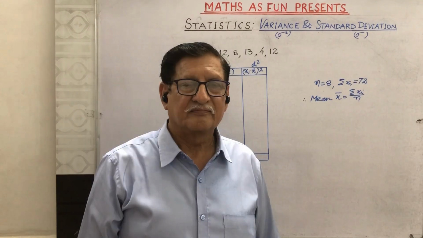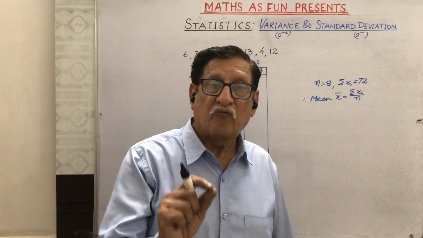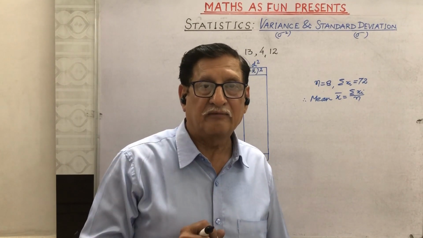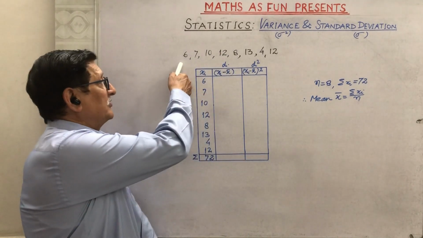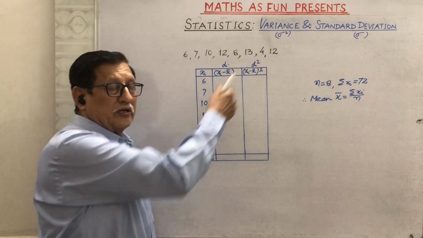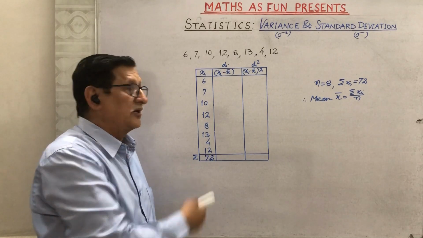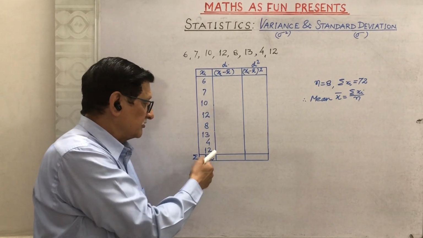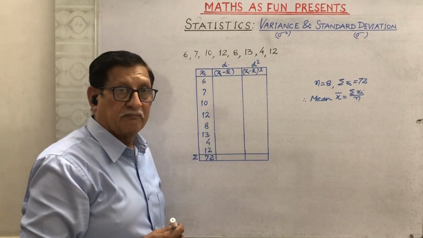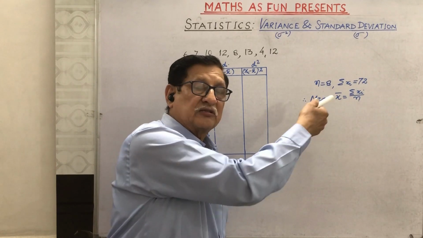Now we learn how to calculate the variance and the standard deviation for different types of problems. Now we discuss a problem based on finding the variance and the standard deviation of the raw data. And these raw data here are given: 6, 7, 10, 12, 8, 13, 4 and 12. We write all these data in the form of a table and then find the sum of them. Sum here is coming 72. And we find the data are 8. It means n here is 8 and sigma xi, that is sum of data, is 72.